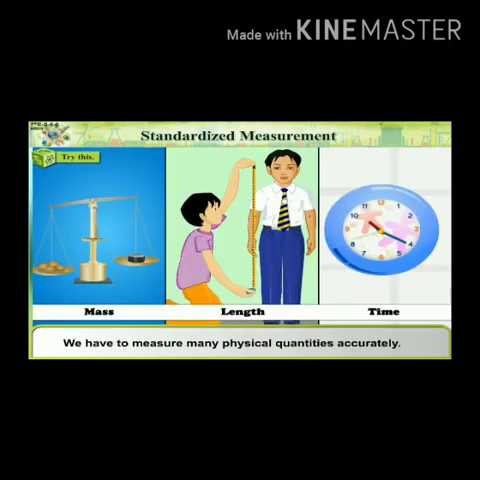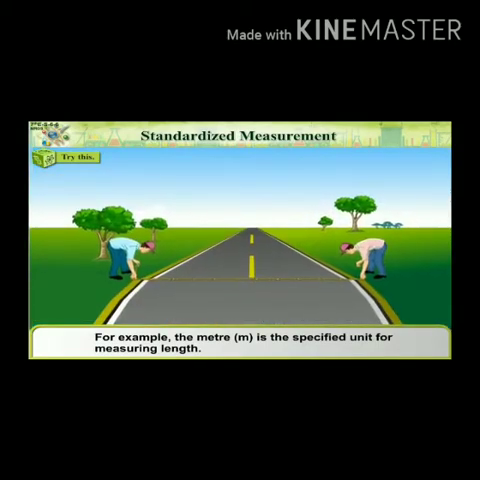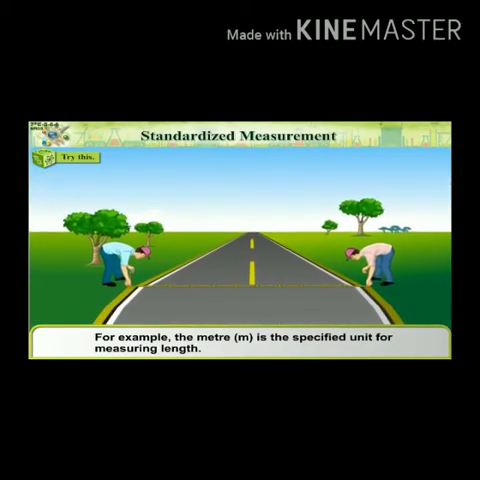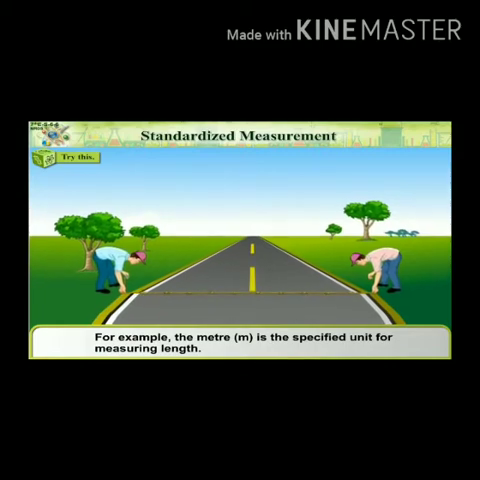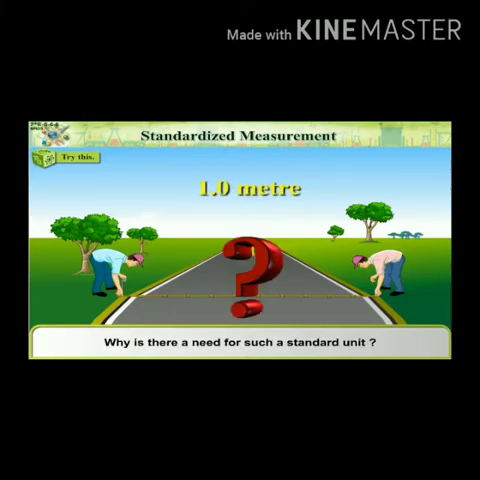We have to measure many physical quantities accurately. To measure any quantity, we use the unit specified for it. For example, the meter (m) is the specified unit for measuring length. A certain distance has been accepted as the standard for 1 meter.